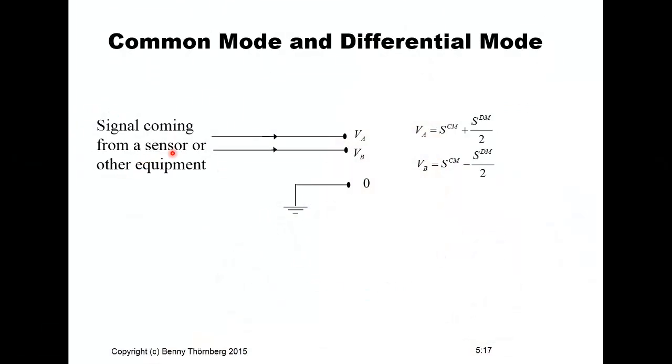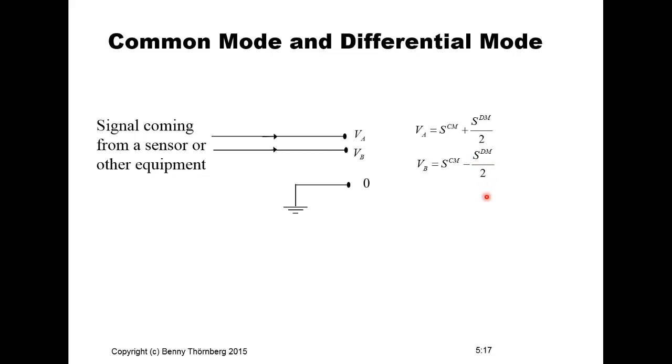But let's have a look at this presentation on the slide. So this is the signal that comes from the sensor that has a differential mode output. And it ends up here on the terminals denoted by VA and VB. And you have the ground potential equal to 0. And then we can say that the voltage that we can measure on VA with respect to ground is the common mode signal, SCM, plus the differential mode signal divided by 2, SDM divided by 2. And the same is for the voltage VB, potential VB with respect to the ground: the common mode signal SCM, but now minus the differential mode signal SDM divided by 2.